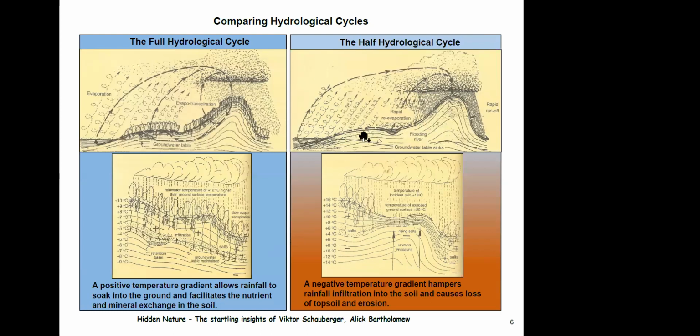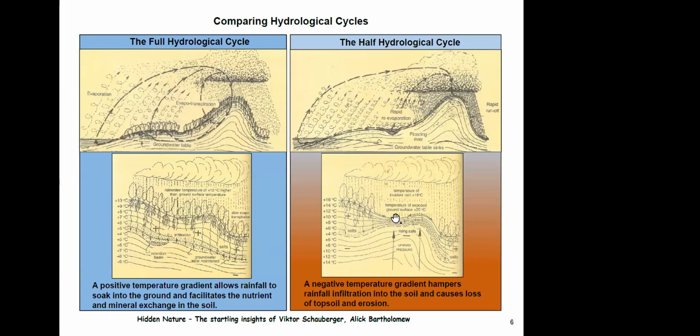Now, what that means is that the surface is hotter than the falling raindrops. And what happens then is that the water from the raindrops doesn't penetrate into the soil. So you've got this massive runoff, which causes erosion and takes away all the remaining topsoil and continues to do damage.